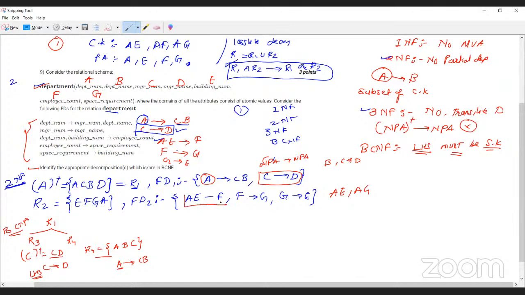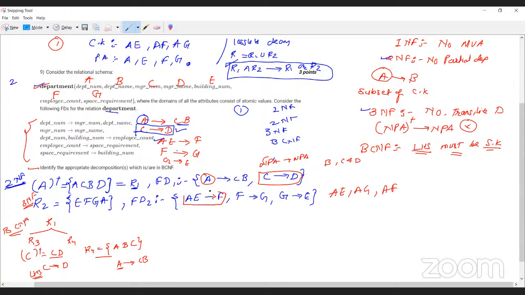So here you can see AE determines F, so this is a key, right? F determines G. So here G is also a prime attribute, right? So AF is also a candidate key. So are any transitive dependencies present in this relation? No. So my relation R2 is in 3NF, but not in BCNF. So let us check for BCNF.